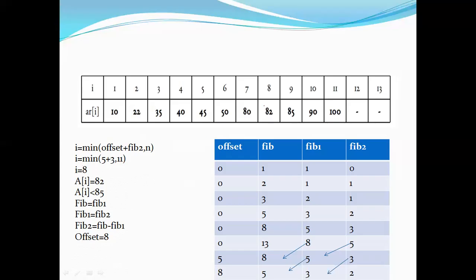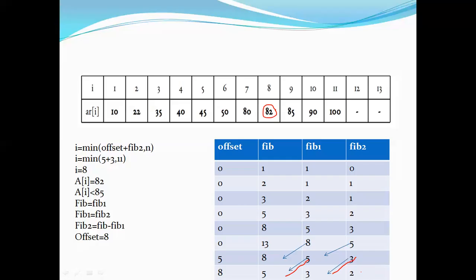What is the value? A of 8 is equal to 82. So 82 is also less than 85. The same operation will be performed again. That means the 5 will be transferred here, and the 3 will be transferred here. 5 minus 3 is equal to 2.